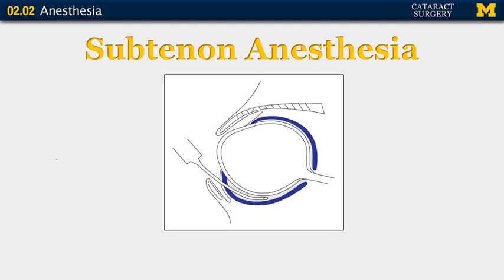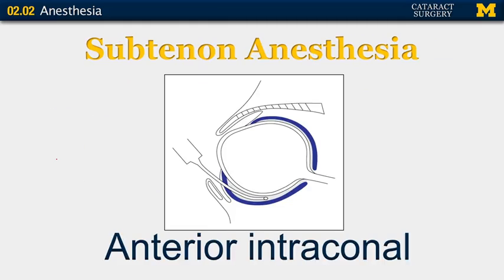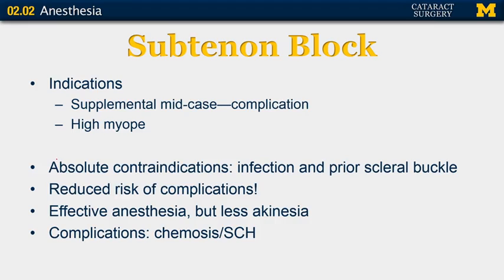Next, we will discuss subtenons anesthesia. This is placed in the anterior intraconal space underneath conjunctiva and Tenon's capsule. This is often used in the middle of a case. If the case is going longer than you anticipated, if there's a complication, or if the patient is having a lot of pain or moving their eye about, this may be useful to add.